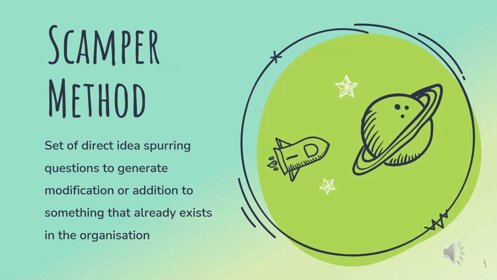So what is the Scamper method? The Scamper method is a versatile creative brainstorming technique that helps teams explore ideas from 7 different perspectives. The Scamper forces teams to think outside the box, and it is particularly useful for generating ideas for new product development in organizations.